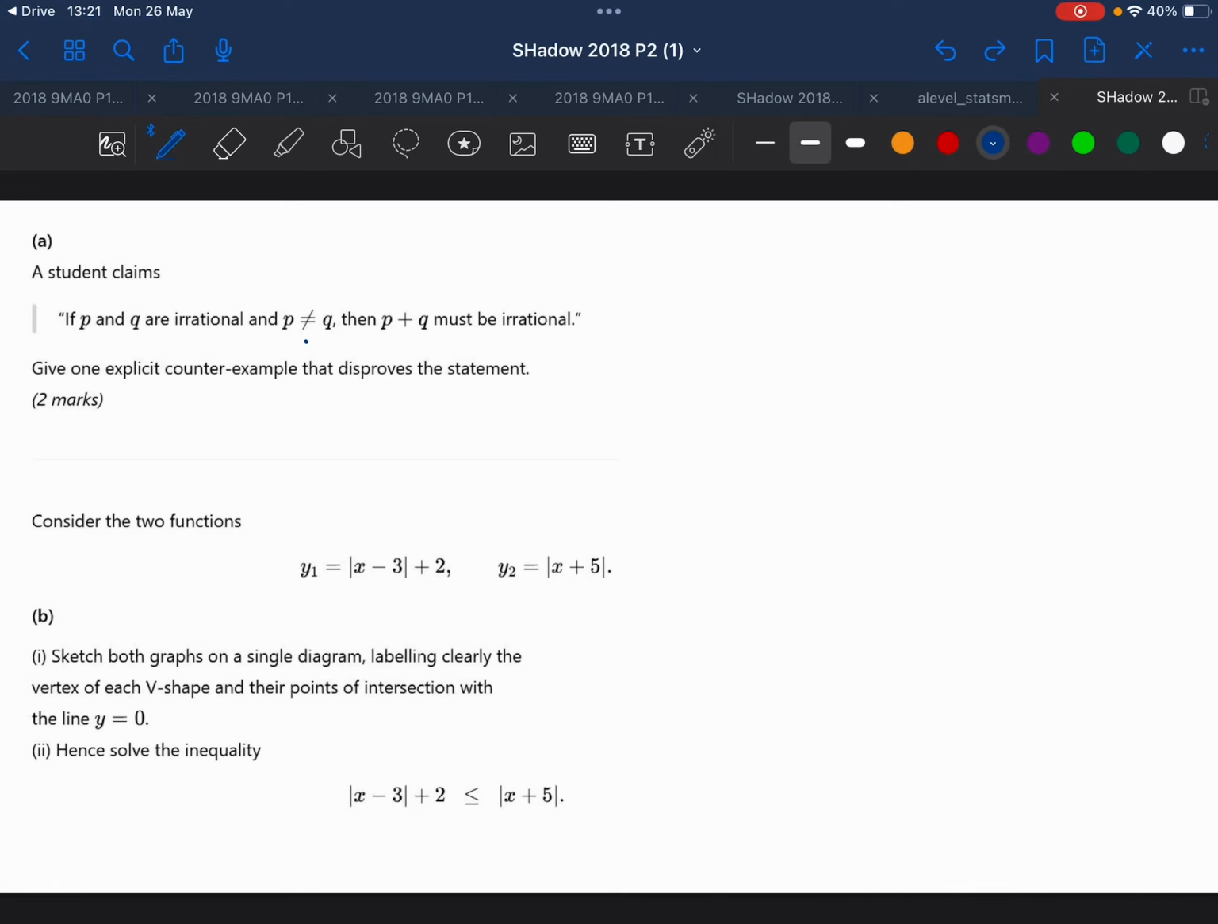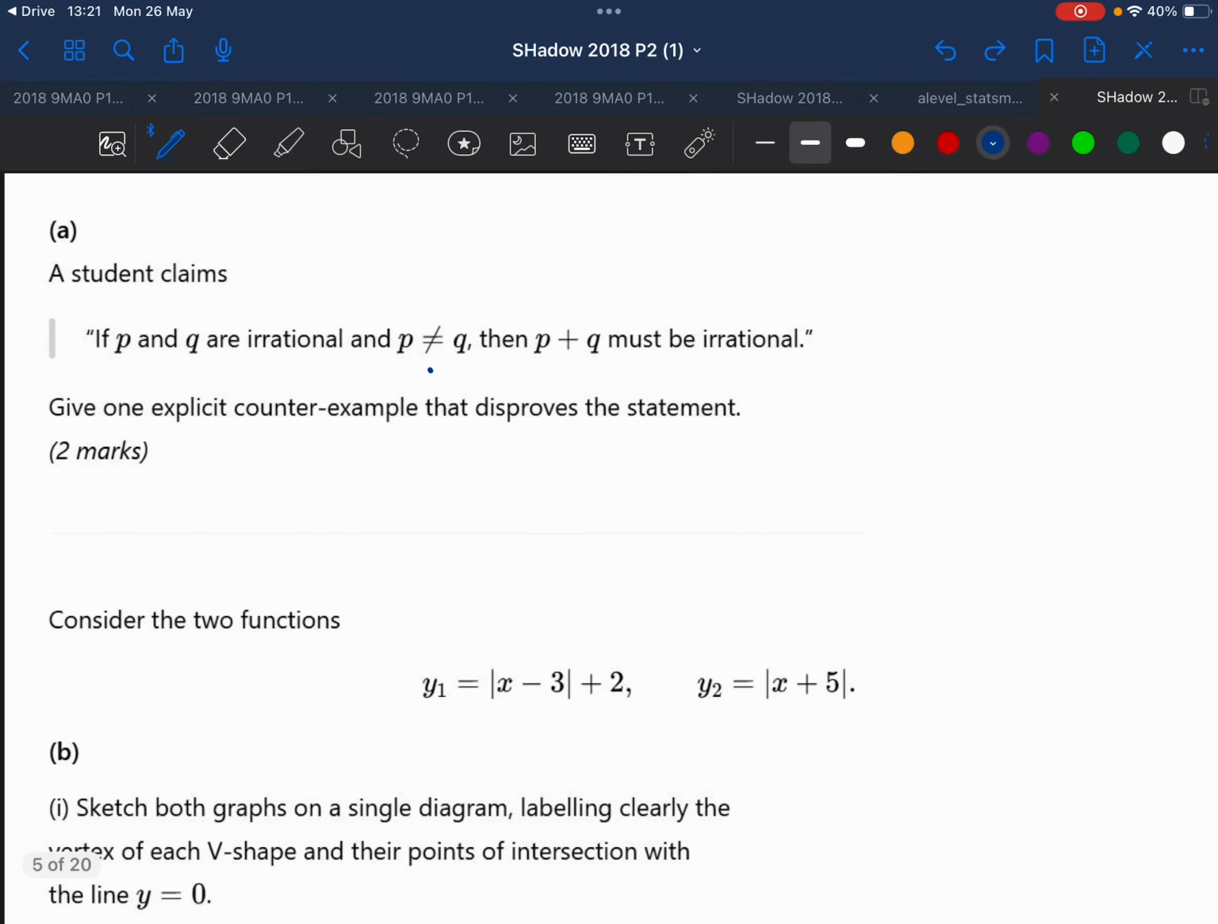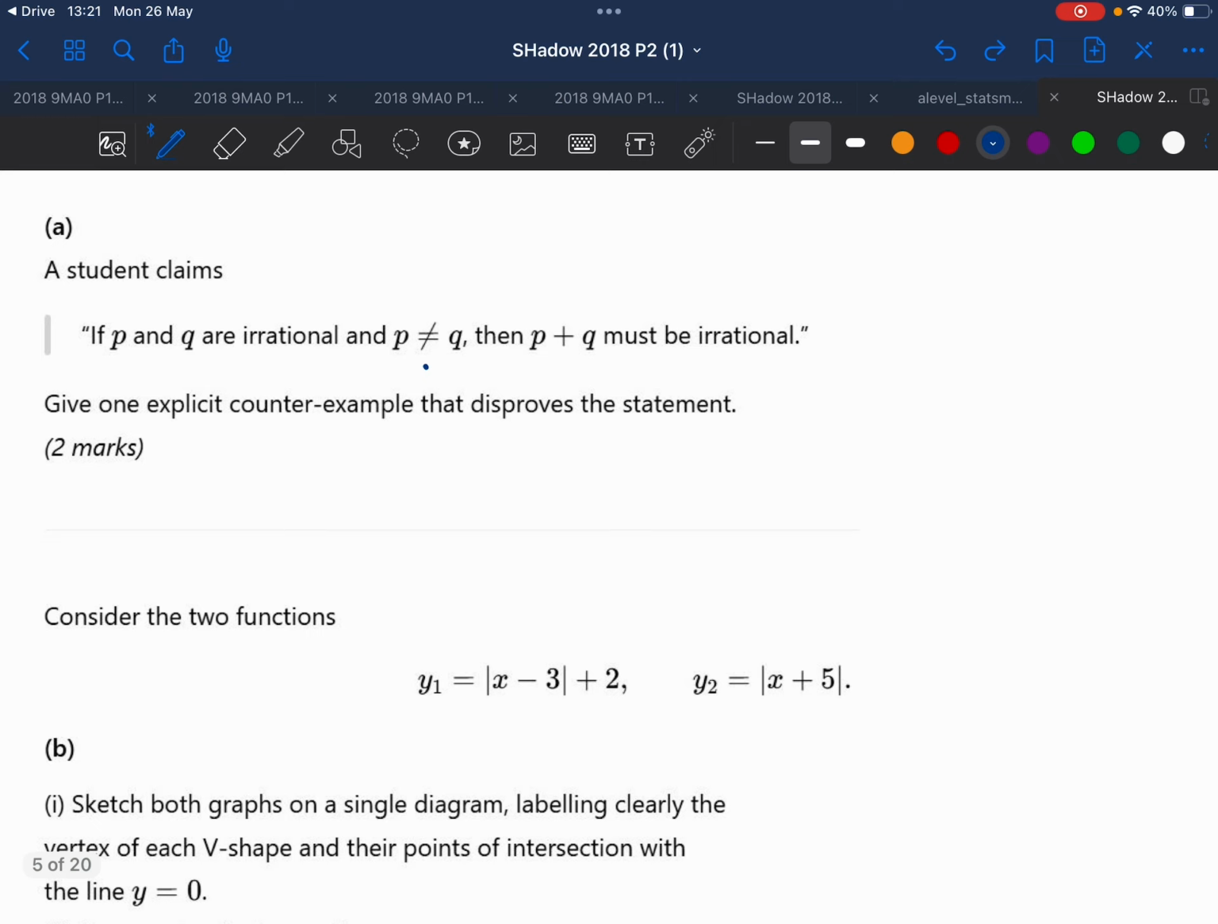So welcome to question 3 from our Shadow 2018 paper 2. It says, if P and Q are irrational and they are different, then adding them together must be irrational. We're looking to give a counterexample. So counterexamples are nice. They just mean a case with numbers where it doesn't work.